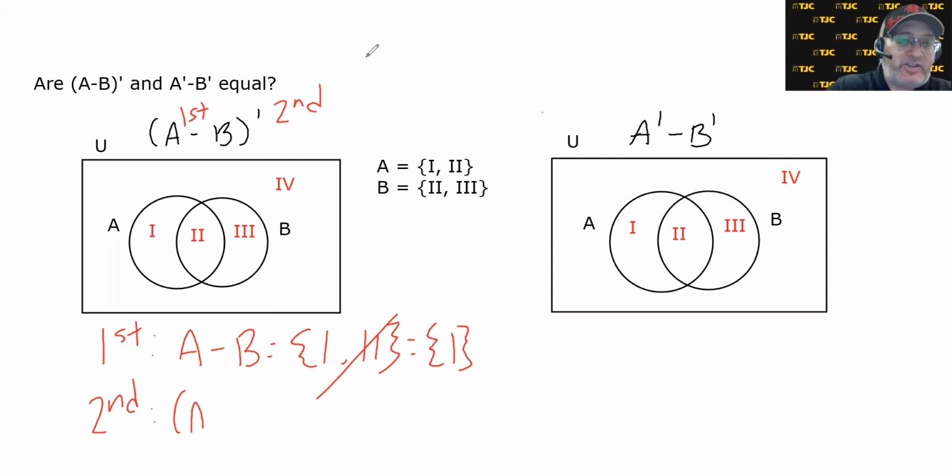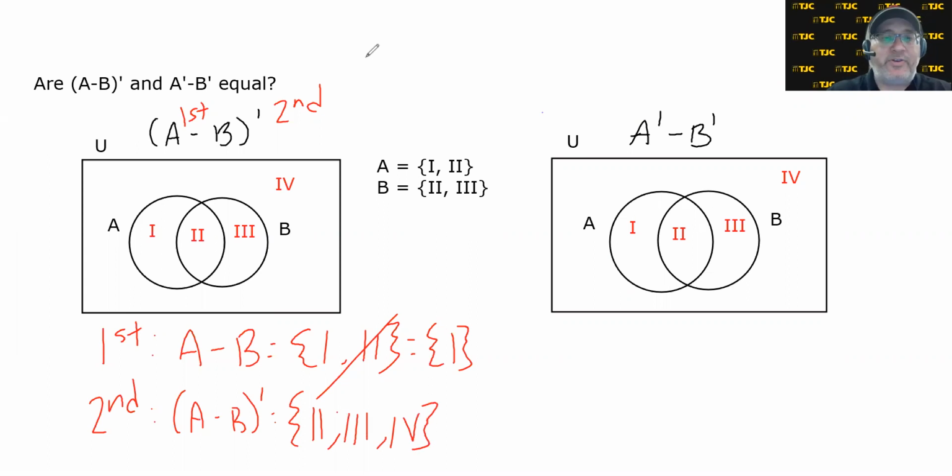Our second move is to take the complement of that. Well, the complement of region 1 would be everything in the universe that is not region 1. So that would be 2, 3, and 4. Don't forget region 4 is out there. And now we know what to shade over here. Let's shade regions 2, 3, and 4. So everything except region 1.